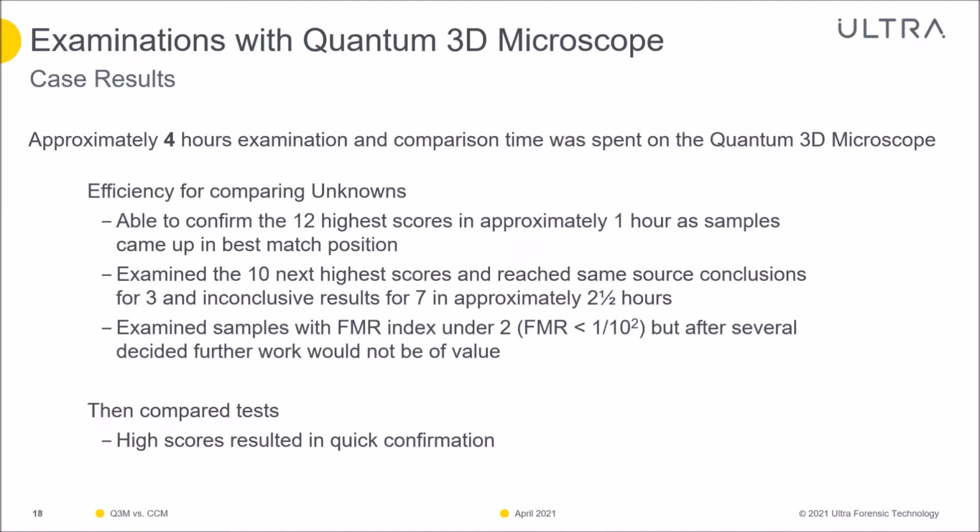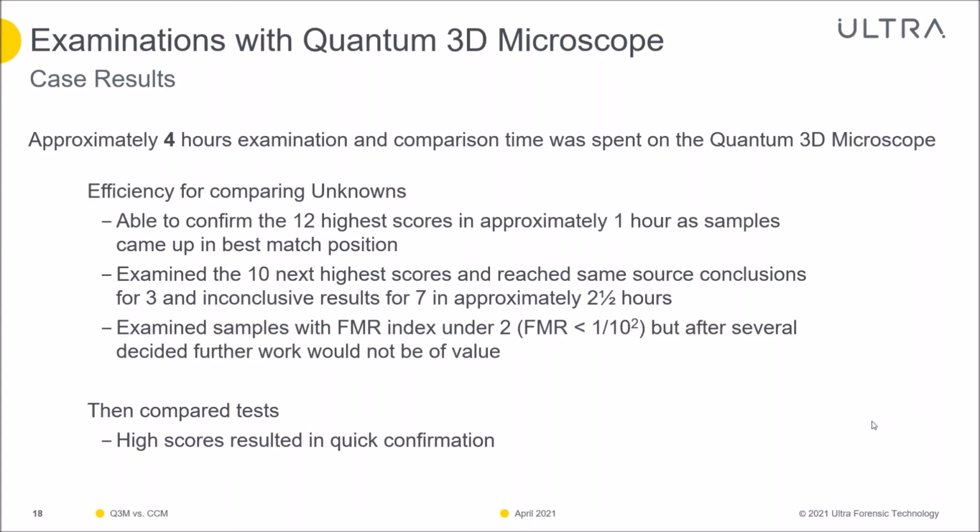What was different though was the amount of time that I spent on the Quantum 3D microscope. Remember, for the Vision X, I spent about 80 hours. Well, for the Quantum 3D microscope, I spent approximately 4 hours of examination and comparison time. There was a tremendous amount of efficiency for comparing the unknowns. I was able to confirm the 12 highest scores, or the comparisons with the 12 highest FMR indexes, in approximately 1 hour as the samples came up in their best match position.